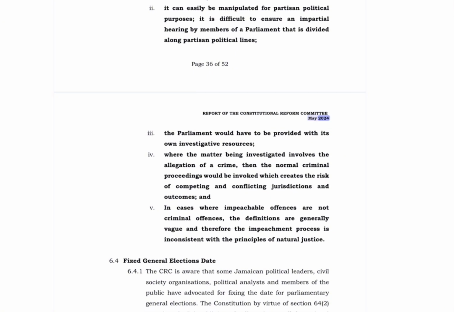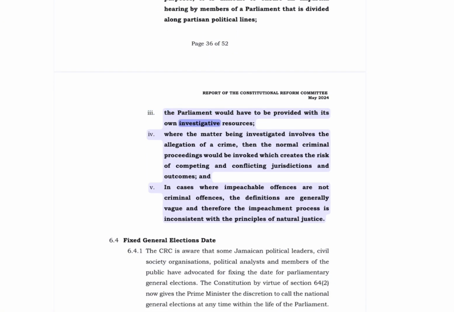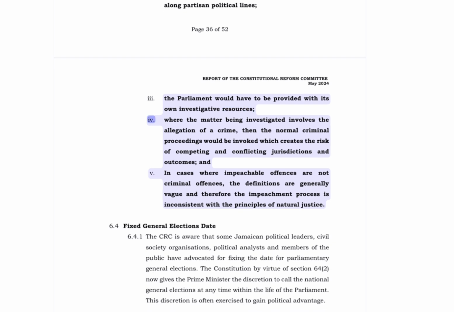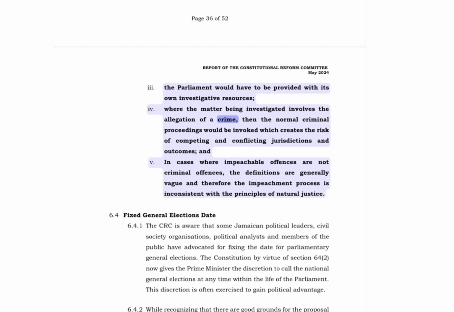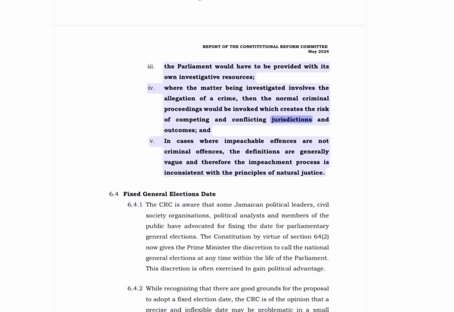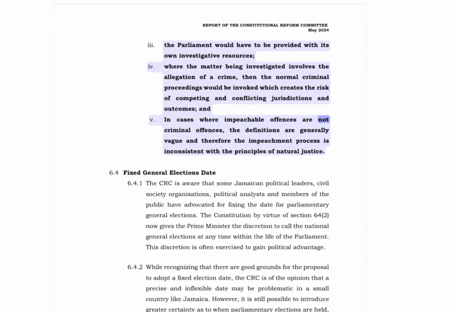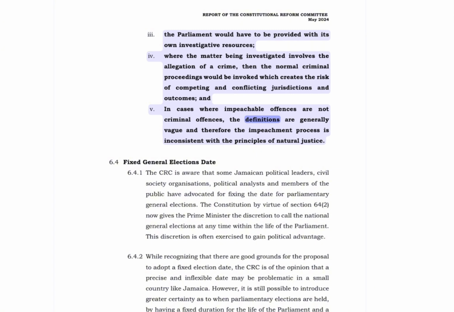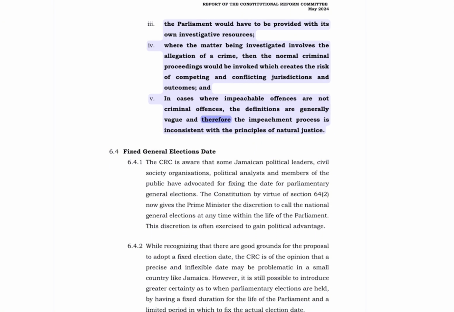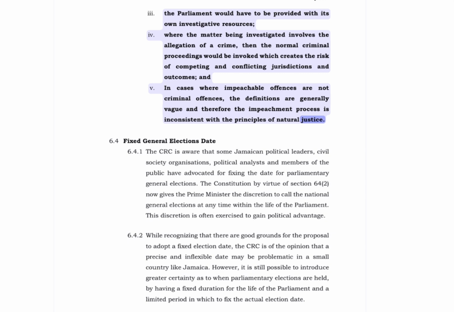4. The Parliament would have to be provided with its own investigative resources. 5. Where the matter being investigated involves the allegation of a crime, then the normal criminal proceedings would be invoked, which creates the risk of competing and conflicting jurisdictions and outcomes. And 6. In cases where impeachable offenses are not criminal offenses, the definitions are generally vague, and therefore the impeachment process is inconsistent with the principles of natural justice.